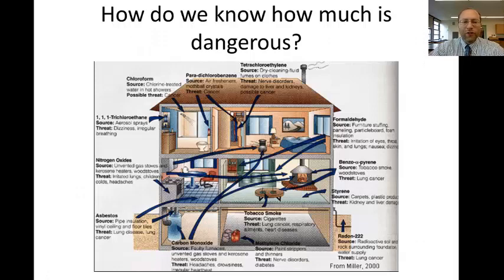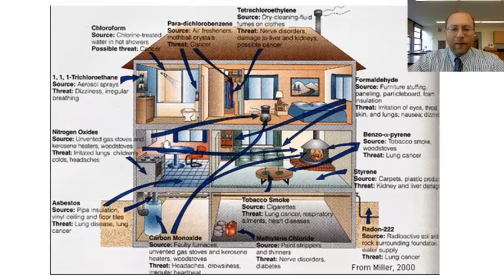So how do we know how much is dangerous? Well, it can be very hard to measure. One thing I'm showing here is the dangers of indoor air pollution, where we have things that can be sources on the inside, and because we tend to keep a lot of our windows closed, that will tend to concentrate a lot of the chemicals inside of the house.